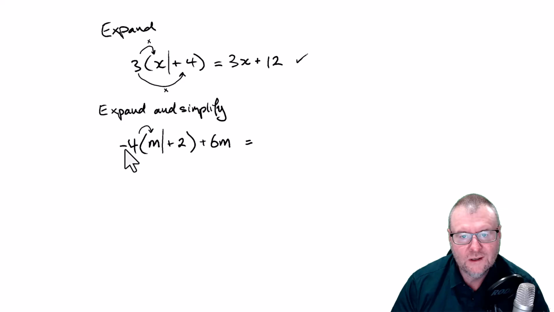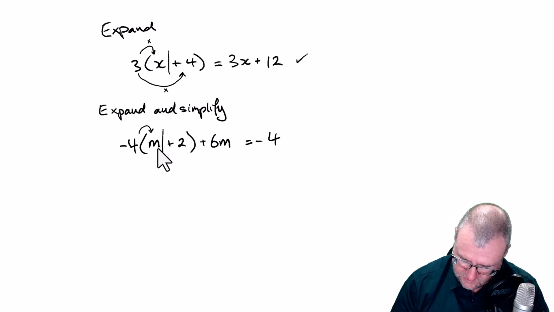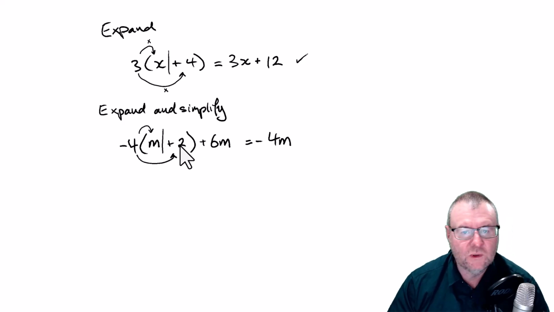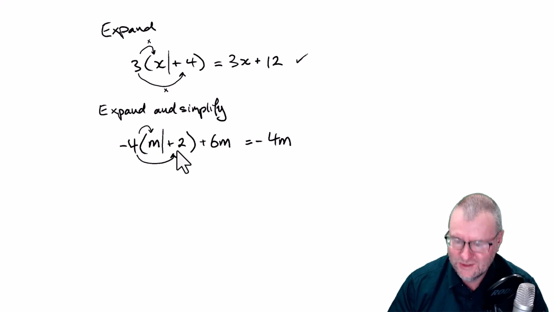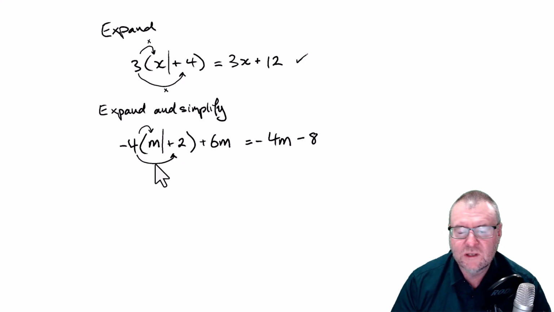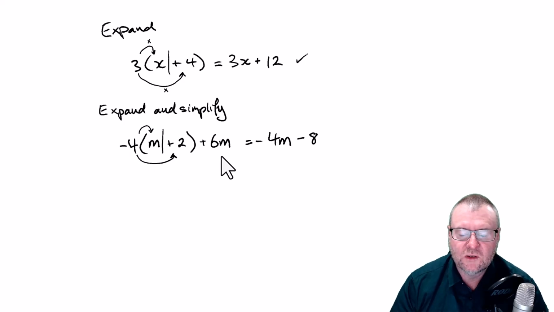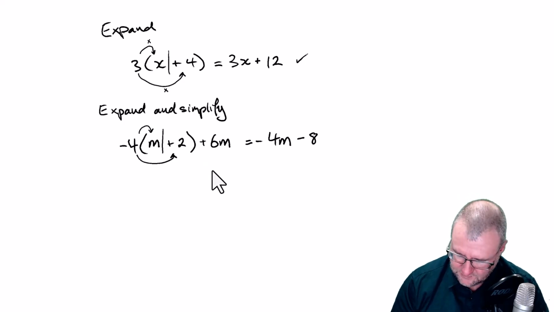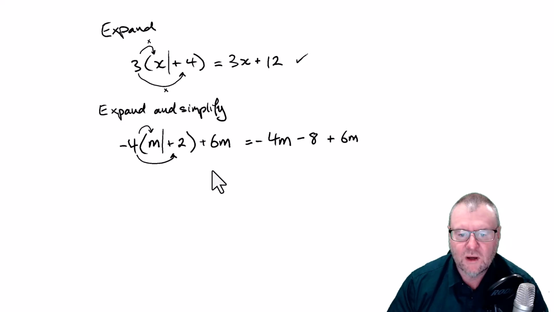Minus 4 times m gives me minus 4m. Minus 4 times the second piece. Well, let's do the numbers first. 4 times 2 is 8. It's a negative and a positive, so I know that gives me a negative answer. And if you're not good with negative numbers, you could do that in your calculator just to be confident. You could do a negative 4 times positive 2, and you're going to get an answer of negative 8. Now, there's this bit here we haven't touched yet, the plus 6m. That's not inside my brackets, so it's not part of the expansion, so I just tack it on the end here.